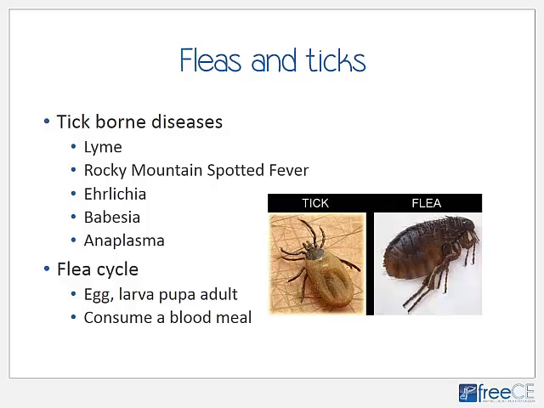Flea eggs are not sticky and when laid on the pet's fur fall freely to the ground where the larvae emerge and consume organic material. They then pupate and emerge as adults. Fleas survive well as long as there is adequate humidity and no direct sunlight. Thus, they can easily infest the average house.